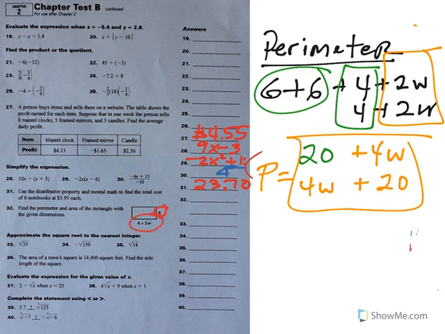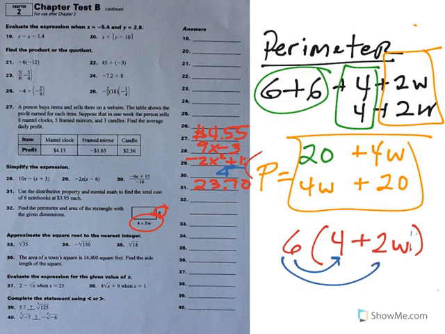6 times 4 plus 2W. Now this is screaming distributive property, right? Distribute. That's 24. And that's 6 times 2W, which is 12W positive. There's your answer there, or 12W plus 24. That's for the area.